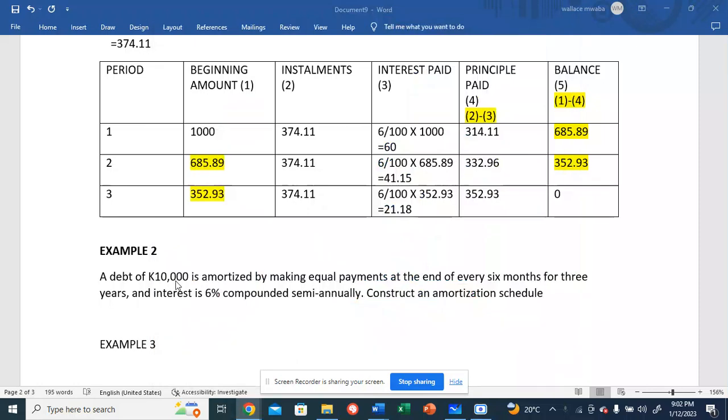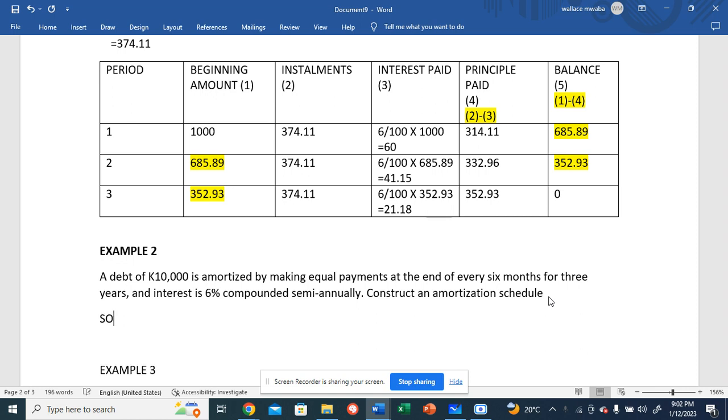All right, example two. A debt of 10,000 kwacha is amortized by making equal payments at the end of every 6 months for 3 years, and interest is 6% compounded semi-annually. So, construct an amortization schedule.